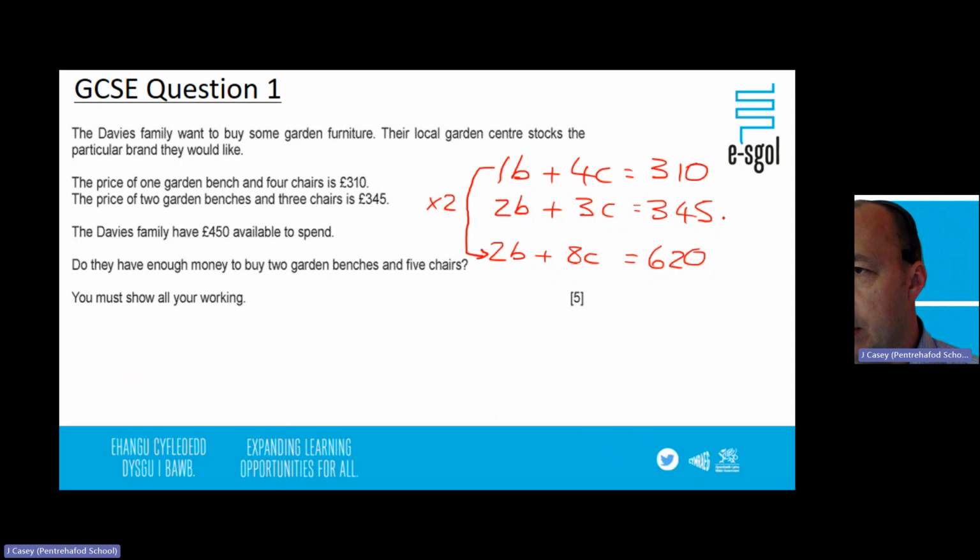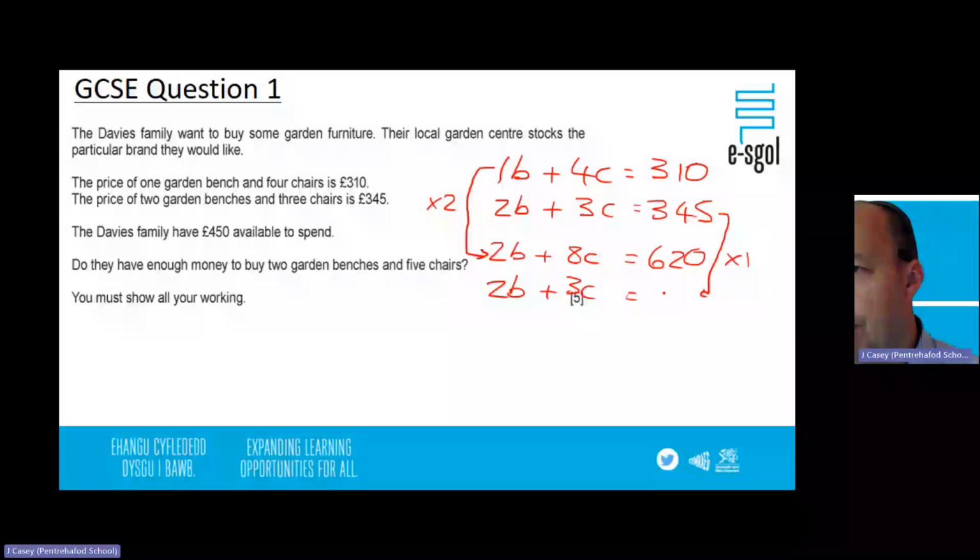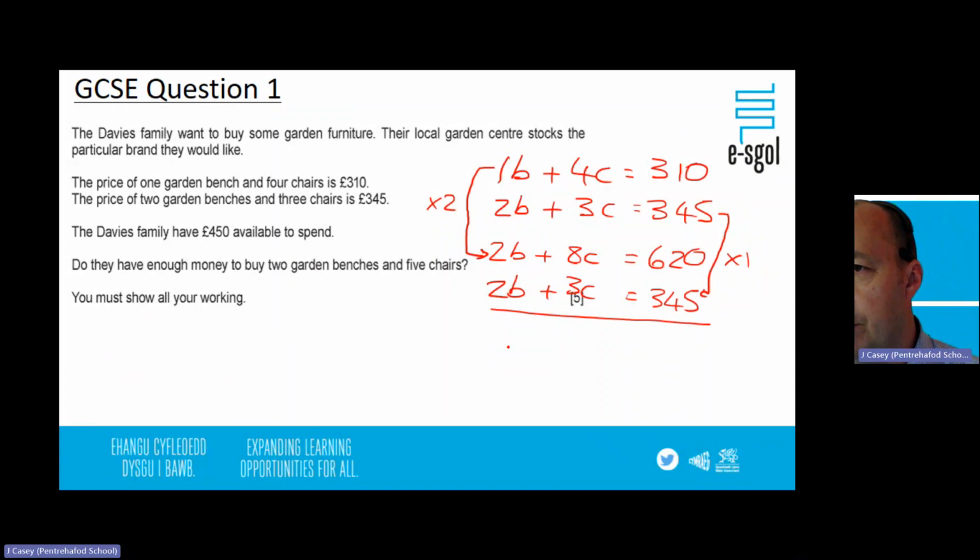Or I'll write it out again, I think, for the fullness of the note. So I'm going to write times 1. That's logical, isn't it? Staying the same, so we're kind of timesing by 1. So 2B plus 3C equals 345. And I've just written over my number 5 there. You may have noticed that 5 there from the mark scheme, which means, of course, it's a 5-mark question. So quite a lot of marks for one question.